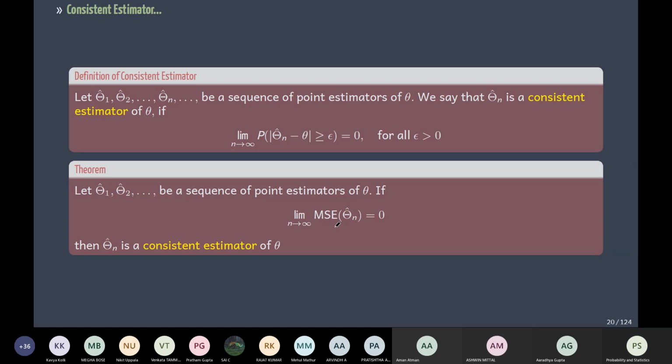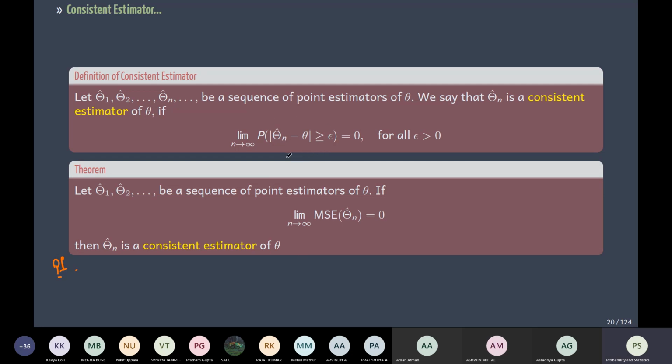If, as n tends to infinity, the MSE of this sequence becomes 0, then theta hat will be defined to be a consistent estimator of theta. Okay, so let us try to prove this claim. So what we have to say is that if this happens for MSE, then we can claim this.